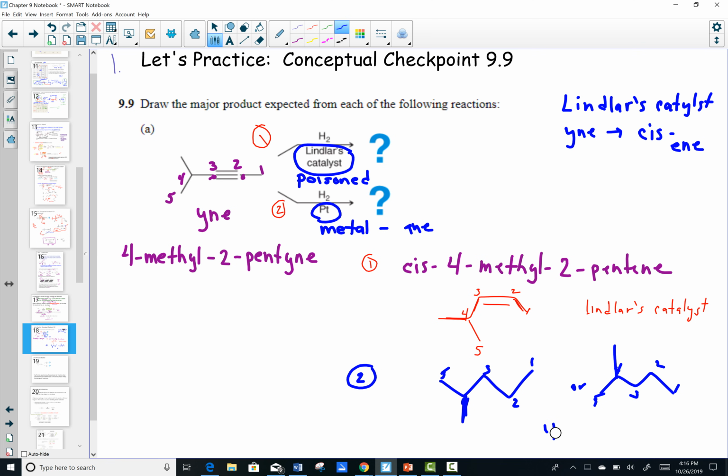Well, now all of a sudden the names change, doesn't it? Because when naming an alkane, we have to name with the lowest number on the substituent group. So we've now produced 2-methyl, and that now becomes pentane.